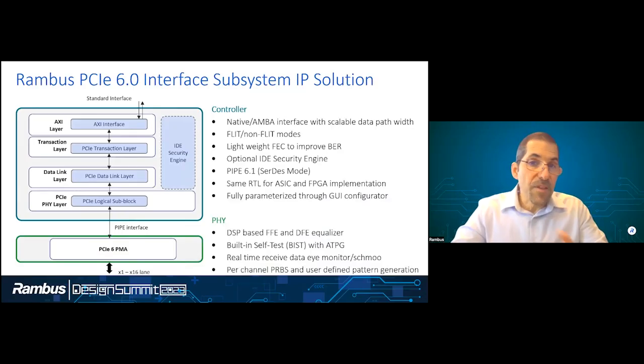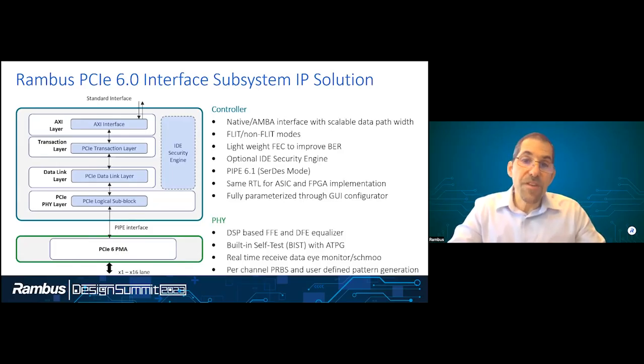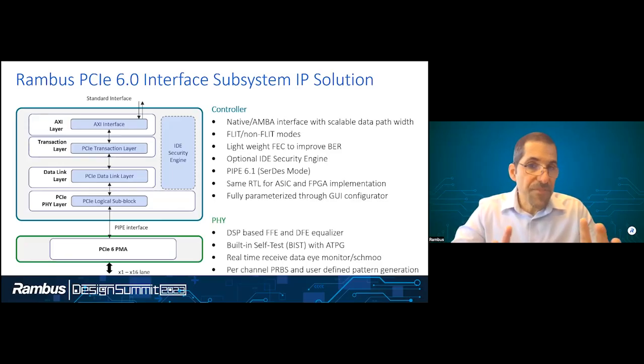A couple of other things I do want to mention: the RTL for these controllers can be generated to be supported in FPGA or in ASIC. So if you would prefer to do a prototype in an FPGA and then take it to ASIC, the RTL, which is generated from our configurator GUI, will allow you to do that with the same register map.